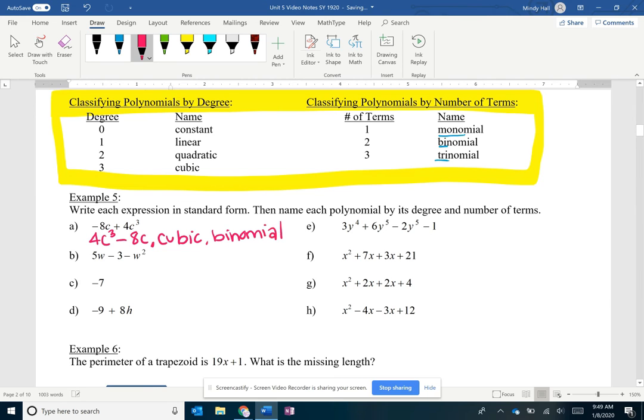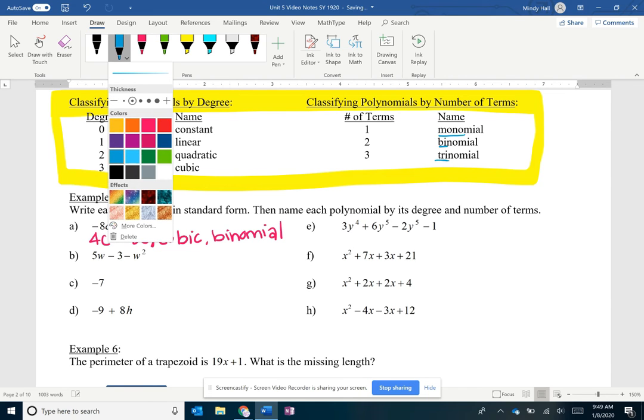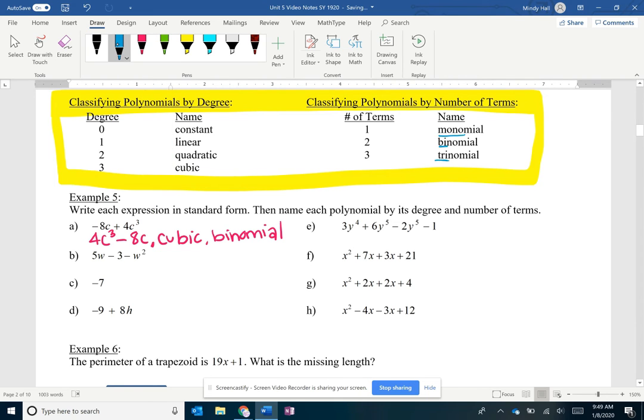Okay, so then for B, writing it in order, we would want our highest exponent first. So that would be negative w squared. Then we would have 5w, so positive 5w minus 3. Now, since this has a 2 for the highest degree, then that would give us a quadratic function.